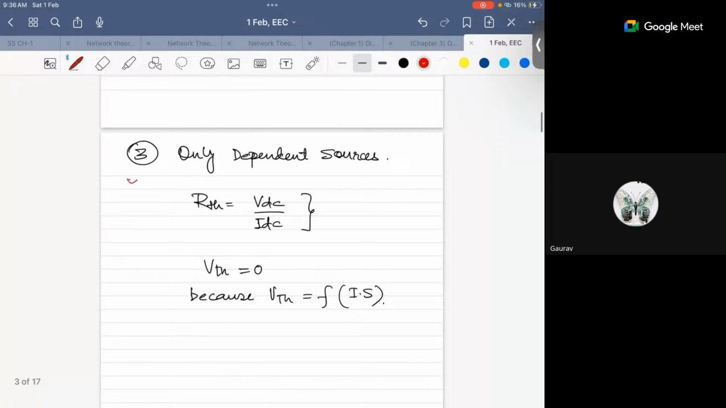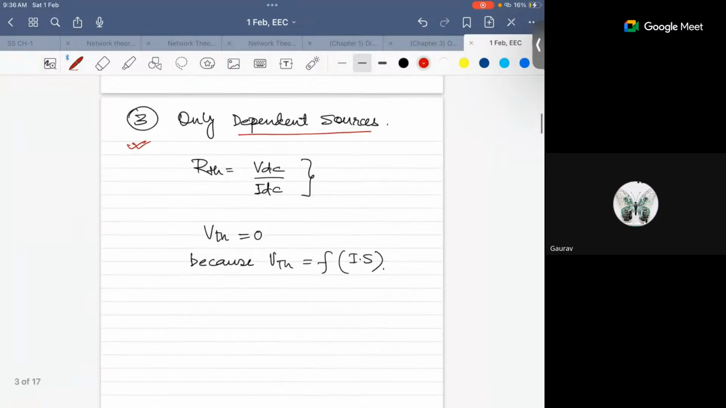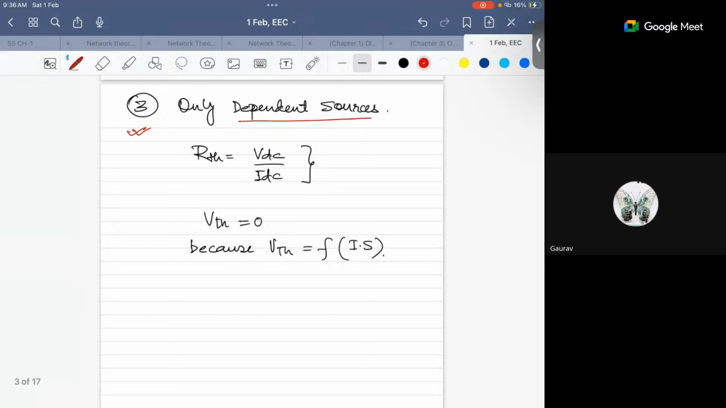In the third case, you just have a dependent source. In those cases, V Thevenin will definitely be 0, because V Thevenin is a function of independent sources. So the value will be 0. Now R Thevenin you have to calculate as VDC upon IDC. You take a voltage source across the load terminal, pass a current IDC, and calculate V upon I. That will be the value of R. Is it clear to everyone?